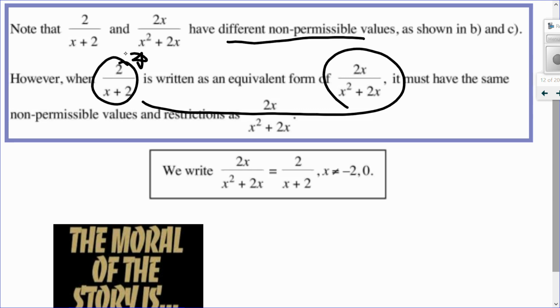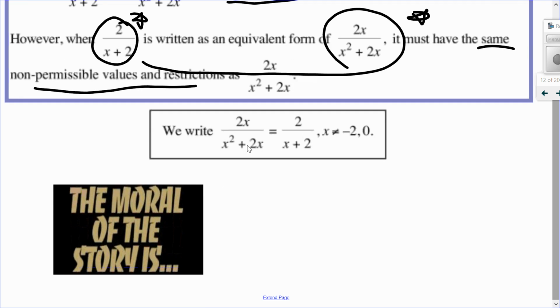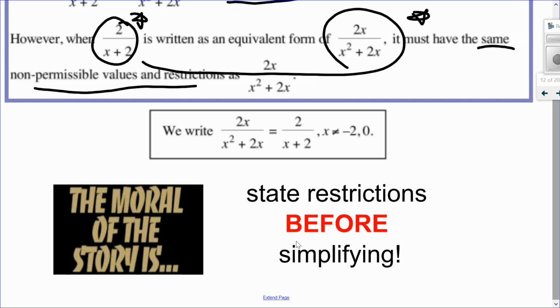So this rational expression here should have the same non-permissible values as the original rational expression did. So when I write it into lowest terms, it does have those restrictions. So the moral of the story, state your restrictions before you simplify. Super important.